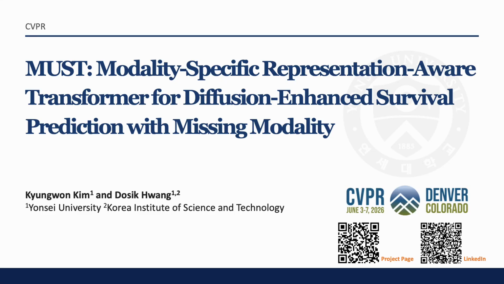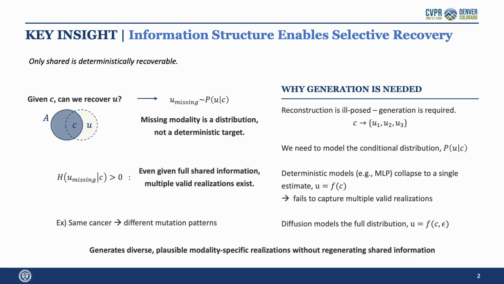Today, I'll present our CVPR 2026 paper on multimodal cancer survival prediction with missing modalities. Missing modalities are common in clinical practice. For example, a patient may have pathology images but no genomic data. A natural question is, can we recover the missing modality from the available one?